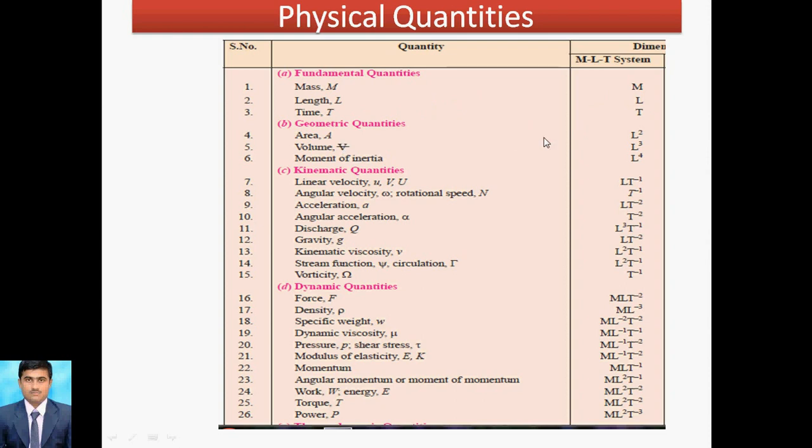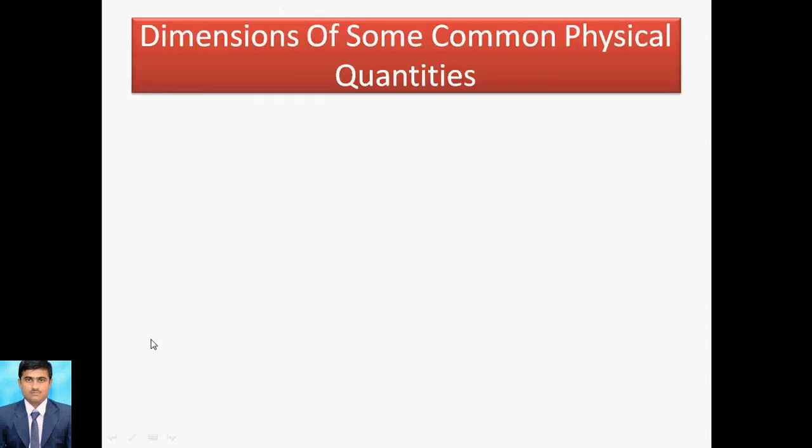A square means meter square, so we can write L square. Volume is written L cube, because volume is nothing but length times height, that means meter cube, so L cube. Likewise we can write in the format. So this is the required format. Now, the dimensions of some common physical quantities, so we have to know common phenomena.